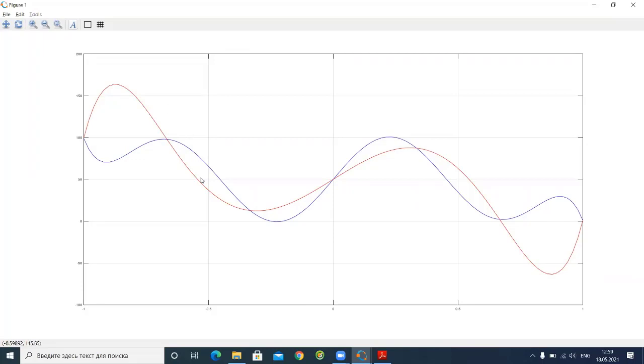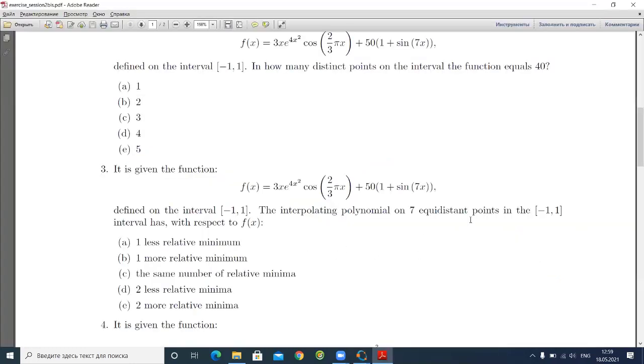So one more time. Red is the polynomial interpolating, blue is the given function. You can see here how many relative minima in blue? One, two, three. In red, we have only two relative minima. So which one is the correct answer? The first one, A1, one less relative minima. Is it clear? Yes, it's clear. One less relative minima.